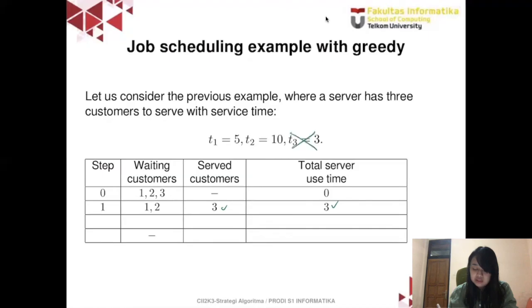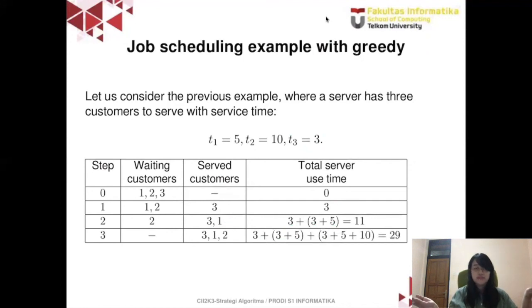So we already chose the third customer. For the next one, we choose the customer with the least service time, which is obviously the first customer. So we choose customer one, so that the total server use time is the service time of customer three, what we have in the previous step, and then the waiting time of customer one, and also the service time of customer one. And we only have customer two left to be served, so obviously we choose it for the next step, so that the total server use time is the service time of customer 3, waiting time of customer 1 plus service time of customer 1, and waiting time of customer 2 plus service time of customer 2. So the total server use time is 29.